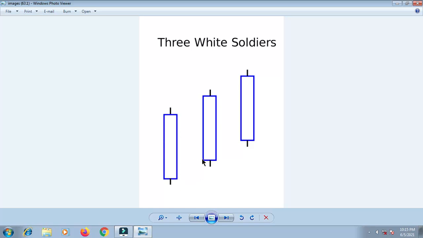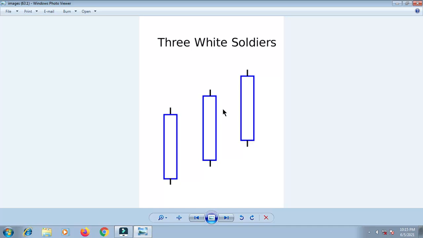And the third candle also opened above the opening of the second day candle, and it closed higher above the high of the second day candle, and it opened somewhere in the middle of the second candle. So this is a three white soldier. So just remember it like this.